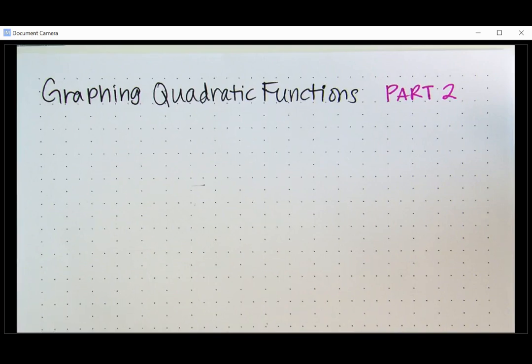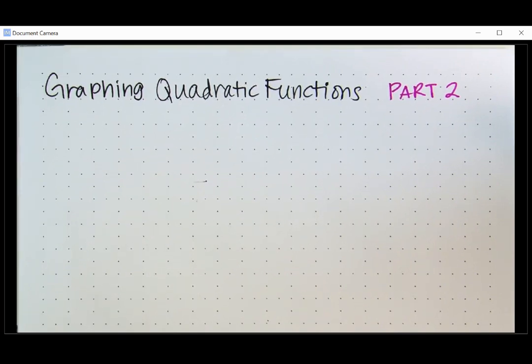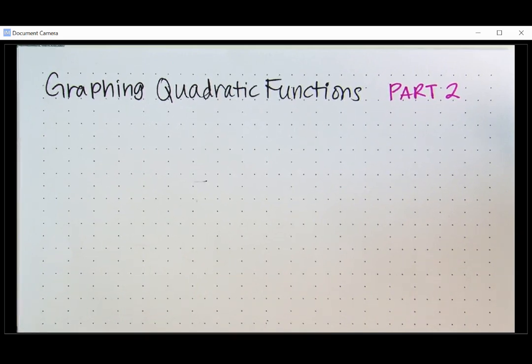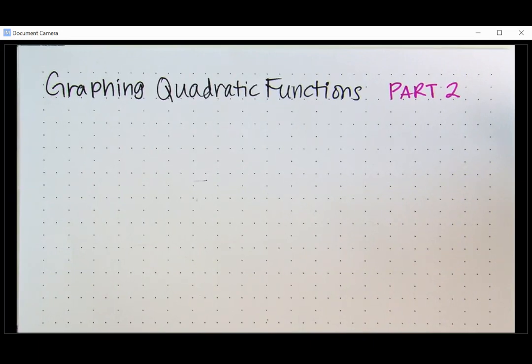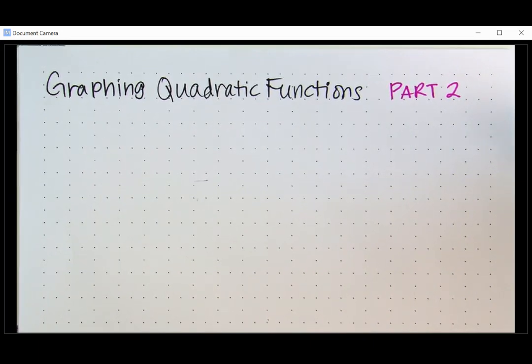Okay, so we are going to tackle part 2 of graphing quadratic functions. Now with part 2, we're going to start looking at how to graph these using the information that we get from the standard form of the equation to help us graph this a little bit faster.